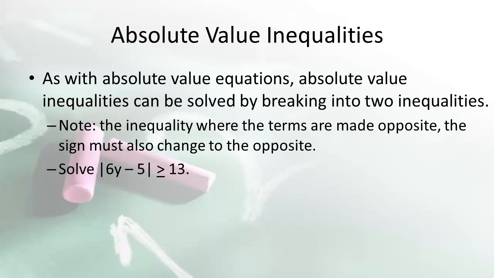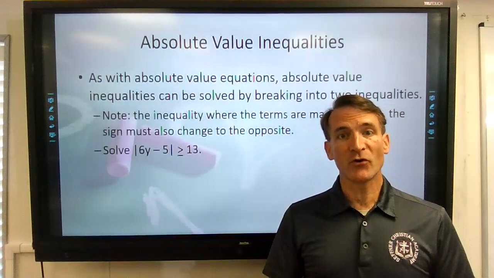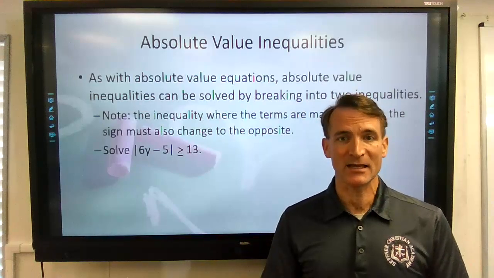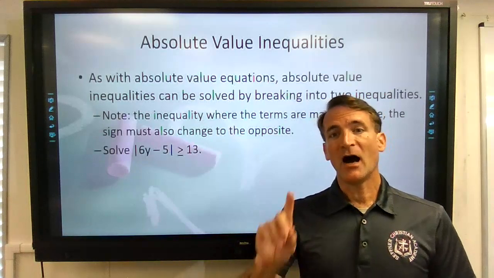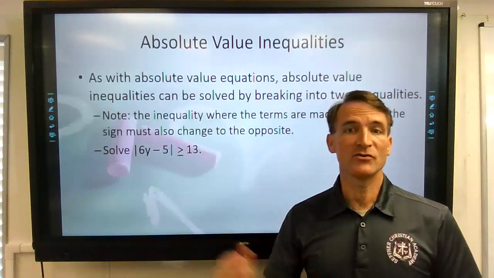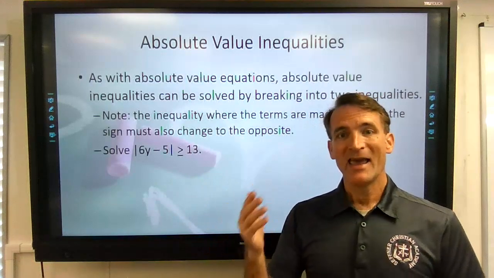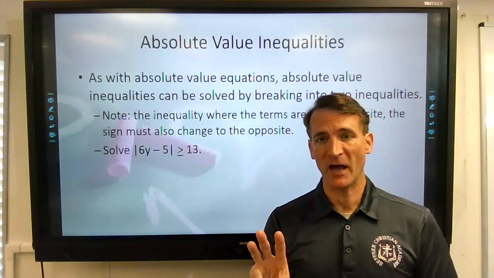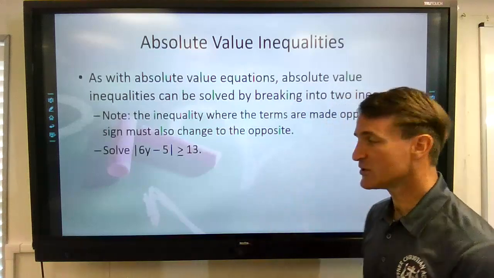Let's say I had the absolute value of 6y minus 5 is greater than 13. I'm going to break it into two different equations. The first equation, I'm just going to drop the absolute value sign. Everything else stays exactly the same. On the second equation, I'm going to drop the absolute value sign, change the values on the right side of my inequality to negatives, the opposites, and flip the sign around. Make sure you do all three parts of that. Drop the absolute value, flip the sign, and change all the signs on the other side of the equation.